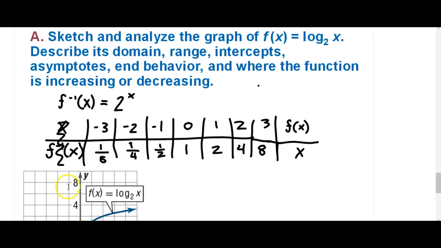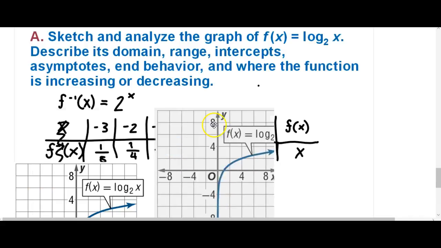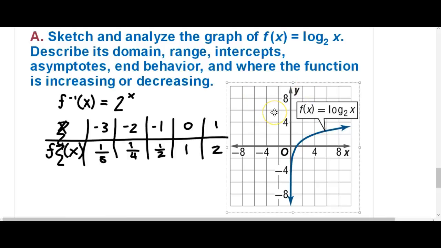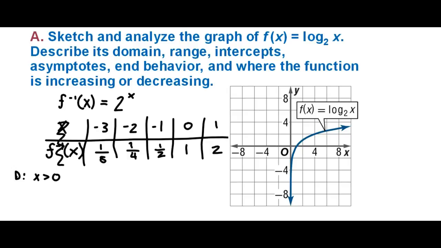So looking back at everything I need to find here, let me shift the graph up a little bit so we can take a look at it. So we want to find its domain. Domain appears to be everything greater than 0. Domain appears to be where x is greater than 0. The range appears to be all the way from negative infinity up to positive infinity. And to stay consistent, I should write this domain as 0 to infinity.